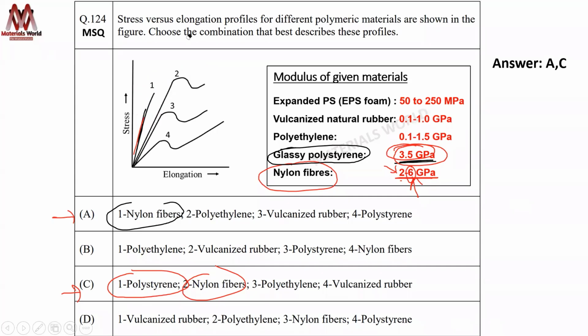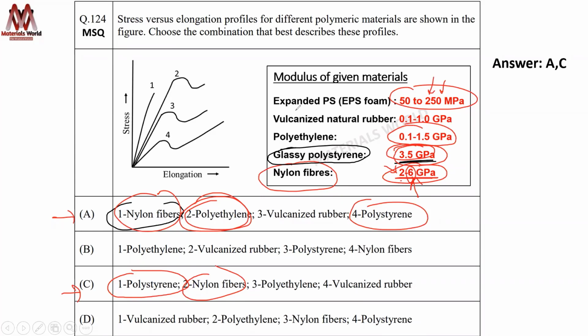Okay. Now if you see your expanded polystyrene, such a low modulus, 50 to 250 MPa. Low means this one, and it will have very high elongation also. I will show you. So this could be a polystyrene but expanded grade. And you see here definitely, in one case your polyethylene having lower modulus than nylon fiber. That's true. Nylon fiber is 2 to 6 and polyethylene is 0.1 to 1.5. Anyway, there is no competition.